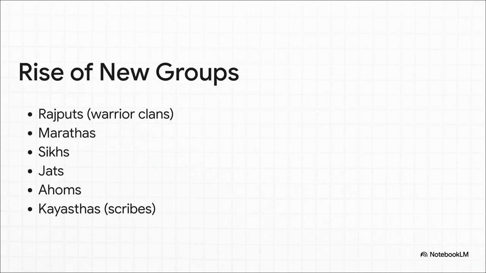And all this change in technology, in farming, in trade, it created new opportunities. As forests were cleared for more farmland, new groups of people saw a chance to make a name for themselves. Groups like the warrior Rajputs, the Marathas, the Sikhs, and the Jats, they used this period of mobility to become really politically important, changing the social map for good.